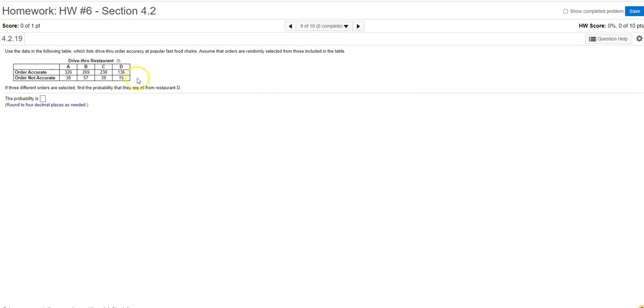So here's the example. It says, using the data in the following table, assume orders are randomly selected. If 3 different orders are selected, find the probability they are all from restaurant D. So the first thing I'm going to do is figure out what the total number of orders are and how many there are from restaurant D.